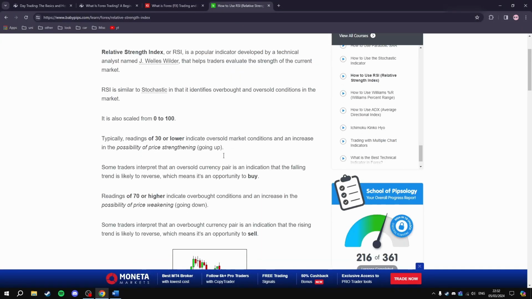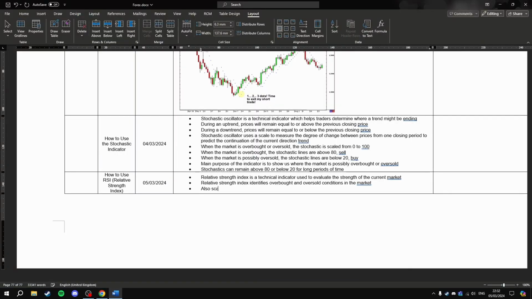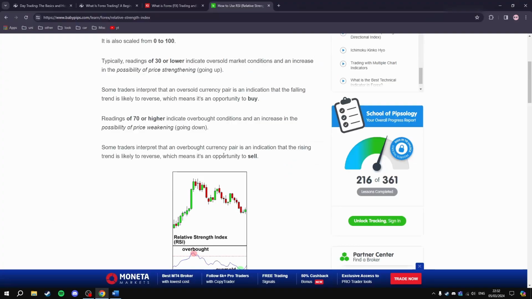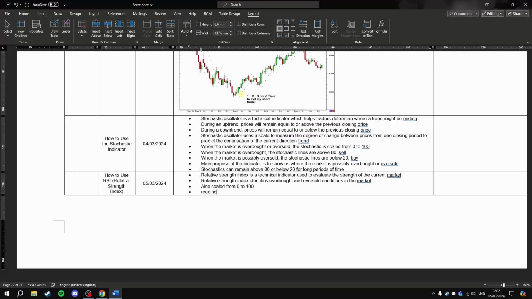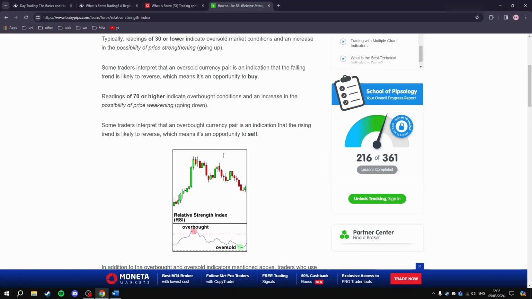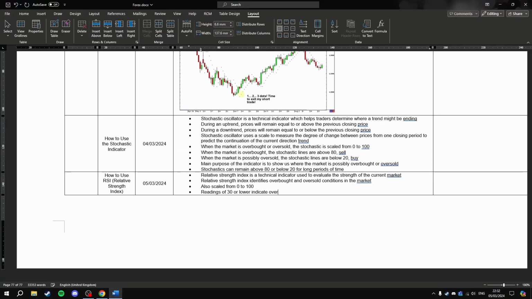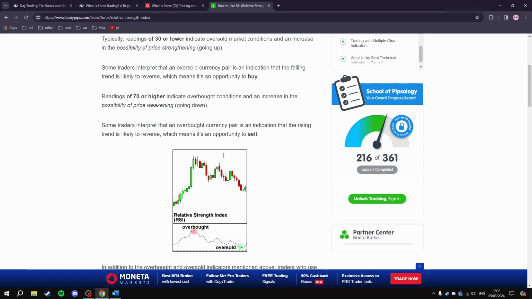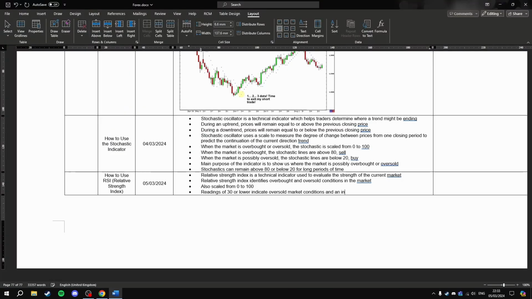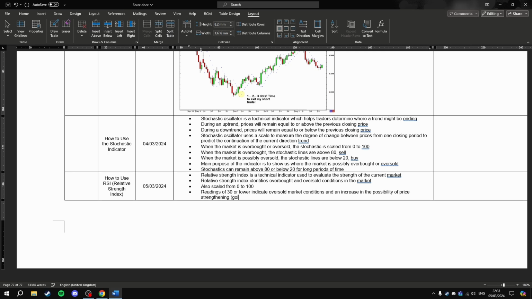It is also scaled from 0 to 100. Typically, readings of 30 or lower indicate oversold market conditions and an increase in the possibility of price strengthening, which is going up.